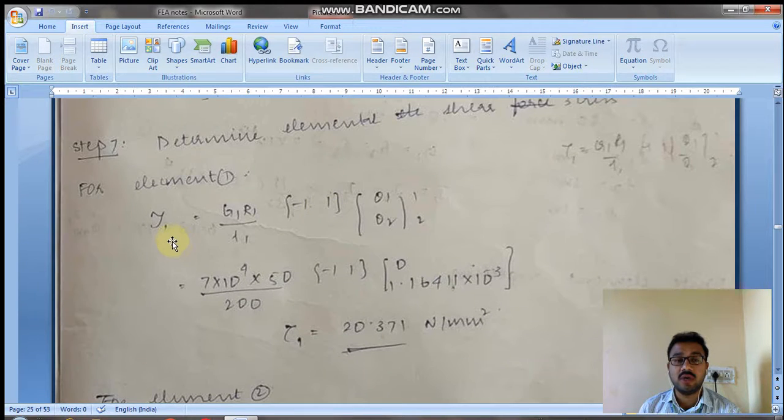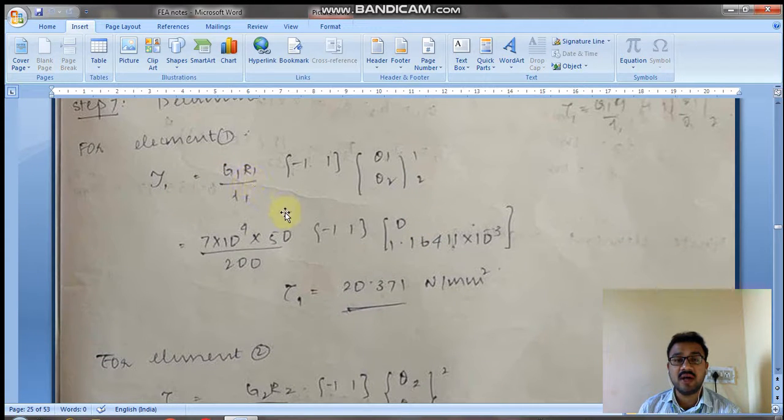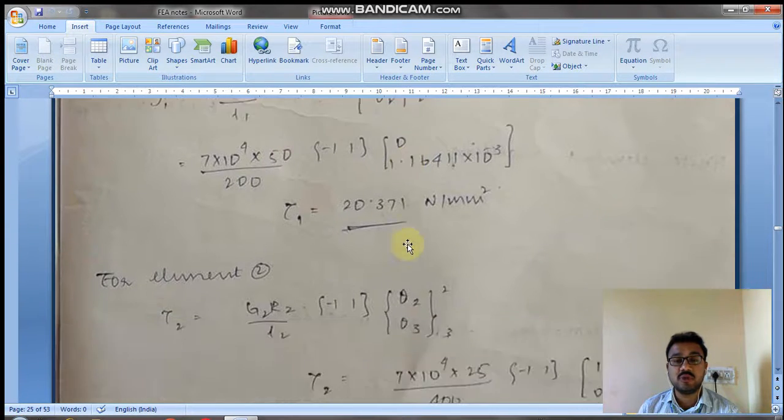What is the formula I will be following? The shear stress I will be denoting as tau, and since I am finding it element-wise, for the first element I will be writing tau 1. The formula says G R by L, minus 1, 1, theta 1, theta 2. For the element 1 it is G1 R1 by L1, minus 1, 1, theta 1, theta 2, with node numbers 1 and 2. I will be substituting G1 and R1. R1 is nothing but the radius for the element 1. Since the diameter is given, half of the diameter will be considered as the radius. Whatever values are there for the thetas, the same thing I will be substituting, and from this I will be finding out the shear stresses.